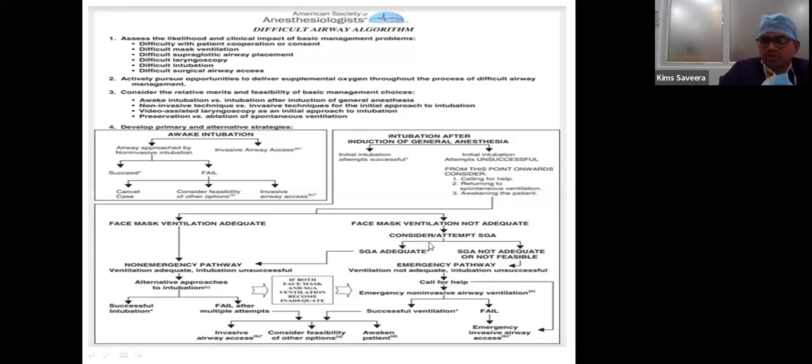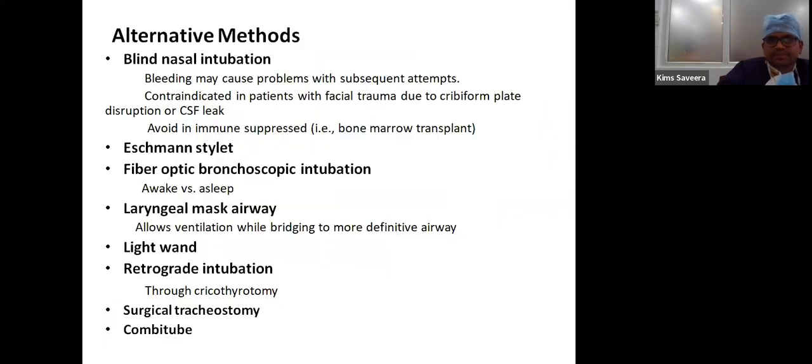Or if you are not able to adequately ventilate, then we should try supraglottic airway devices. If you are able to ventilate with supraglottic airway devices, then it is non-emergent, and we can try intubation again or go to invasive lines. If you are not able to ventilate with the supraglottic airway device or intubate, then it is an emergency pathway. When we are failing with supraglottic airway or ventilation, then we should go for emergency invasive lines like cricothyroidotomy.